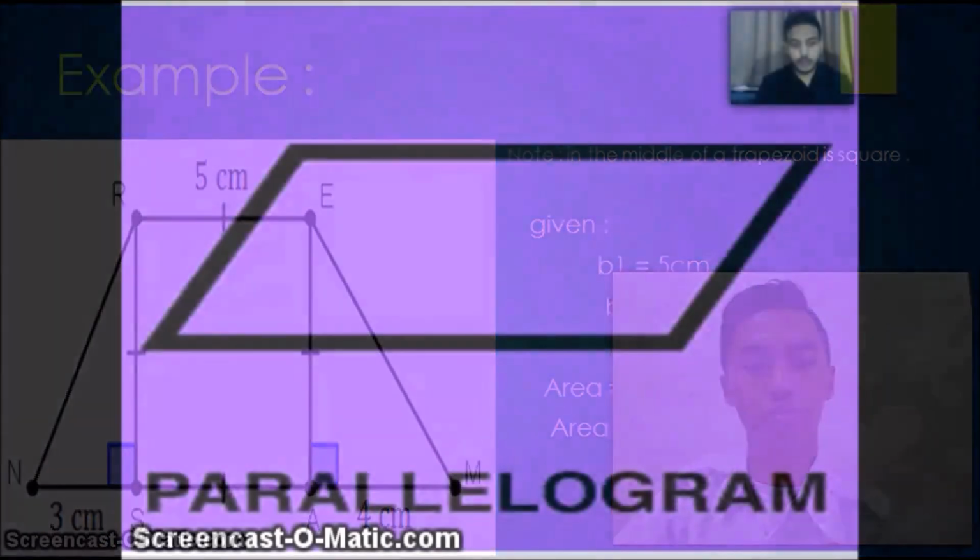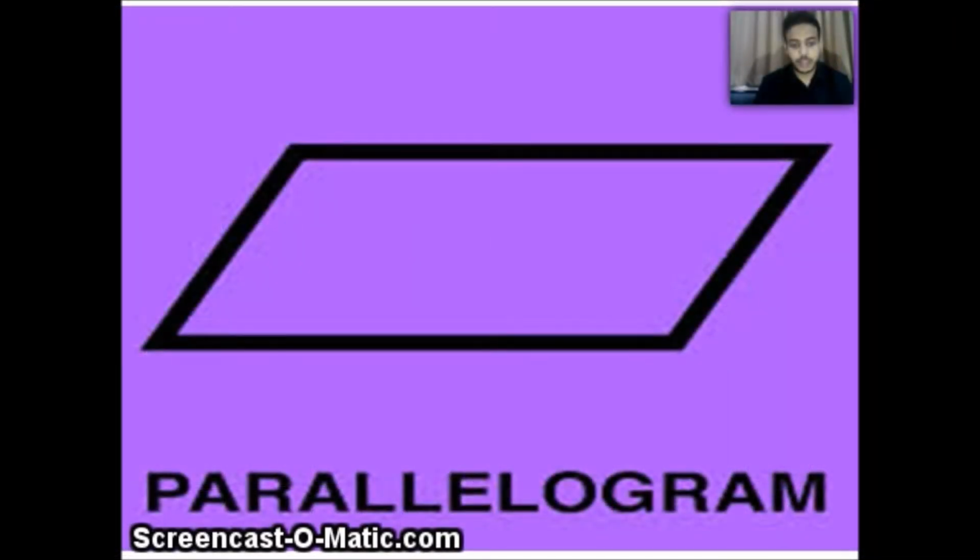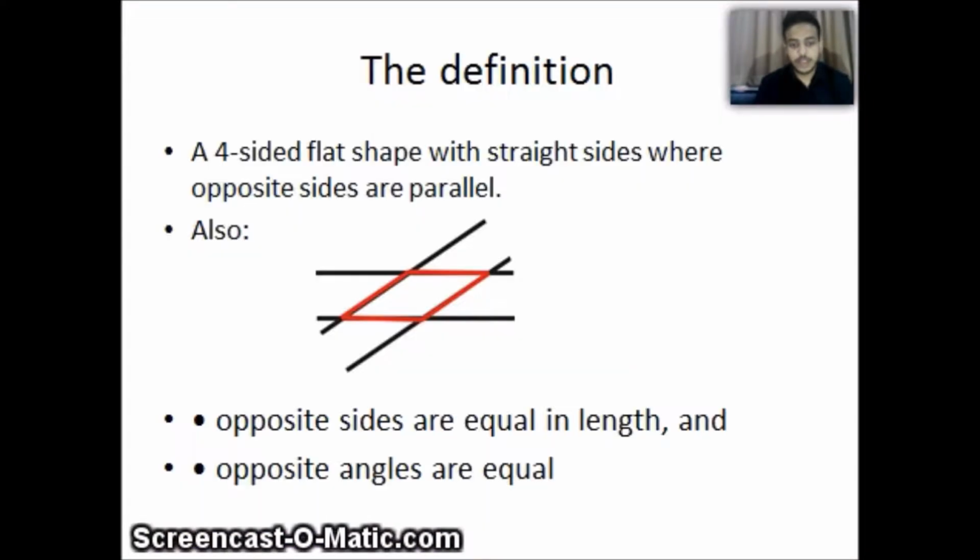Hello everyone, my name is Abdullah and today I'll be talking about the parallelogram. The parallelogram, what is it? The definition of the parallelogram: a four-sided flat shape with straight sides where opposite sides are parallel.